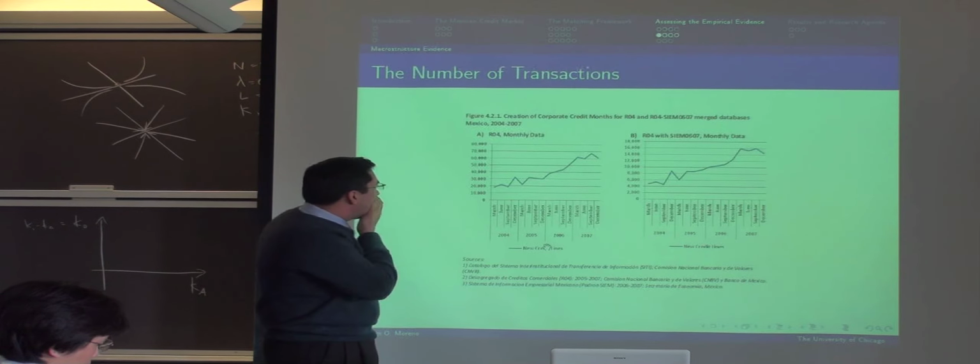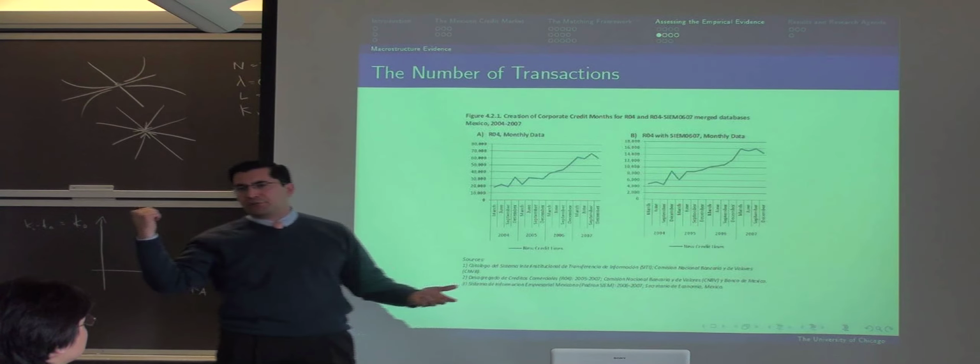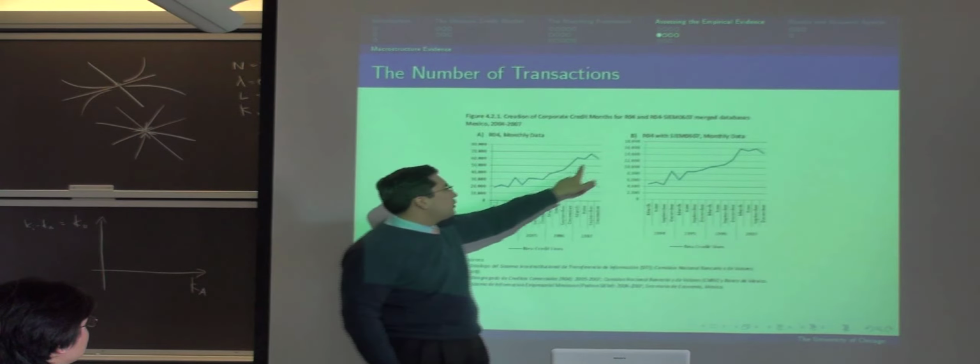So, okay, let's do the data analysis. The data analysis shows the following. First of all, there is an increase in the number of transactions for corporate credit, not just the whole market. It's like a review of the first slide. We see that the creation of corporate credits per month is increasing in time. That's perfect, that's what we expected from more banking activity.